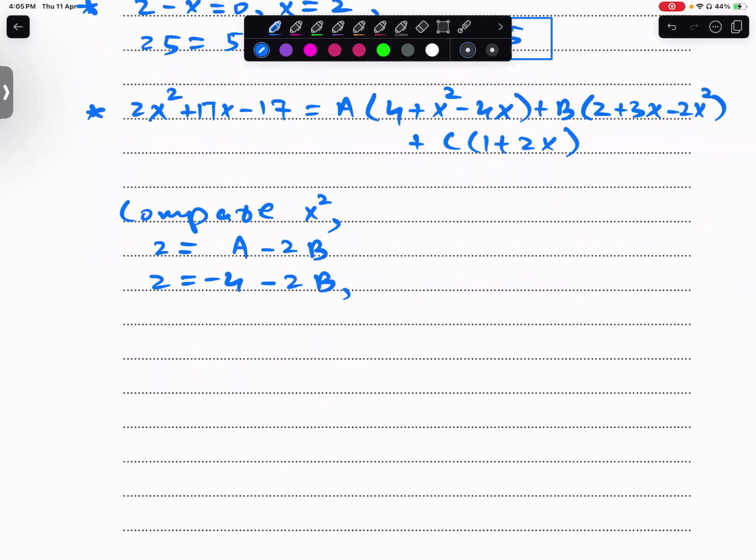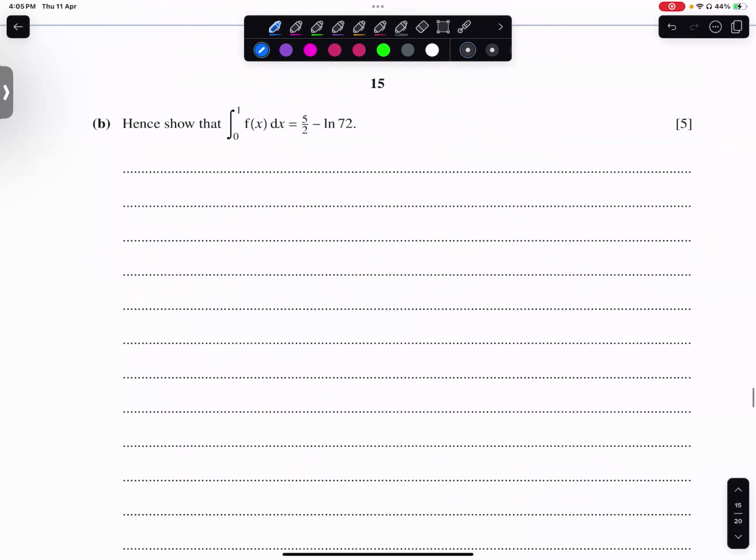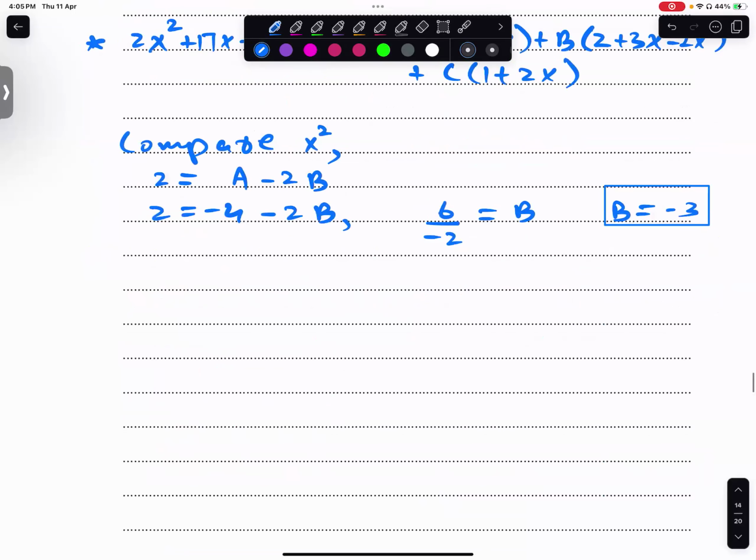So 2 plus 4, 6 over minus 2. So easily you can see that this is minus 3. Please write your values in boxes so that you can use them in the next parts. Also, students, put these values in the above expression to give them the final answer.